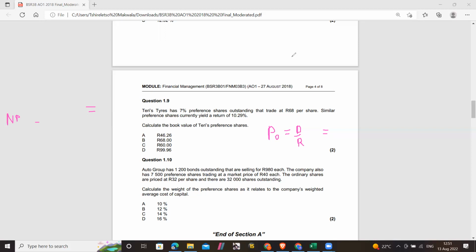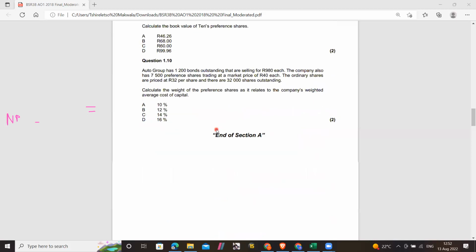6.9972, right? That's the dividend. And then we divide by R. R is the rate, the required rate, which is 7%. So we're going to divide that 6.9972 by 0.07. So 6.9972 divided by 7%, and then you get this 99.96, right? And that's how you do that one. Okay, we can move on to the last question for question one.